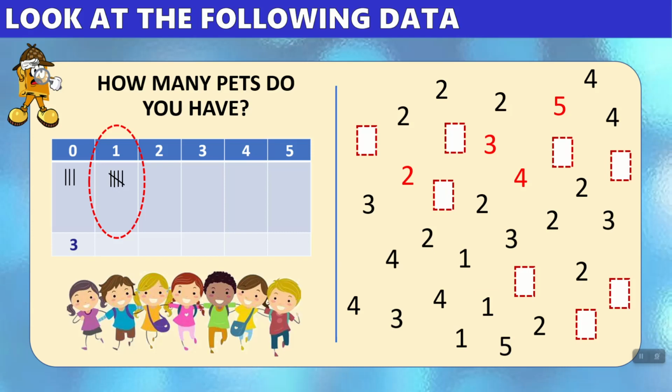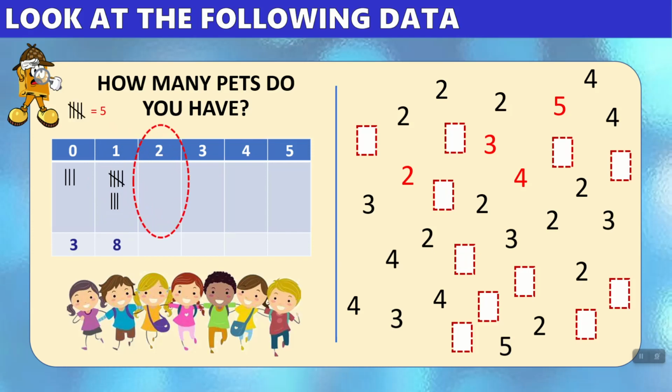And now we continue with the next one, a single stroke, and so on. Here's another 1, another single stroke, another 1, single stroke, and there are no more 1s, and so we are done. We can see that a group of 5, and then 3 more strokes, 5 plus 3 gives us 8. Let's see how many people had 2 pets.